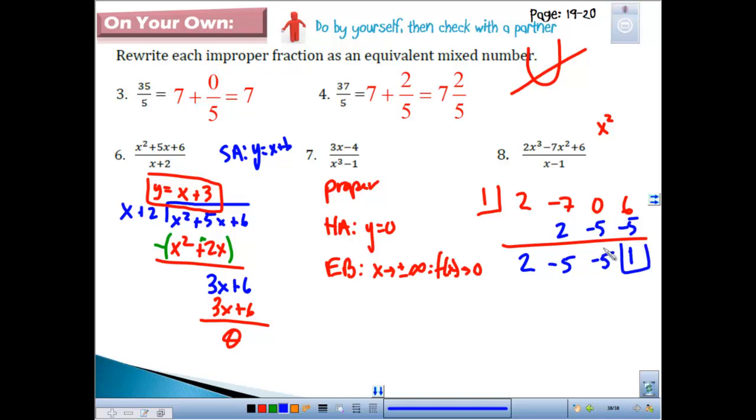Okay, so now how do we take these numbers here and put it back with x's and stuff like that? So remember, this is our remainder, this is our constant, this is x, this is our x squared. So we'd say 2x squared minus 5x minus 5. Now what do we do with the remainder? How do we write that?